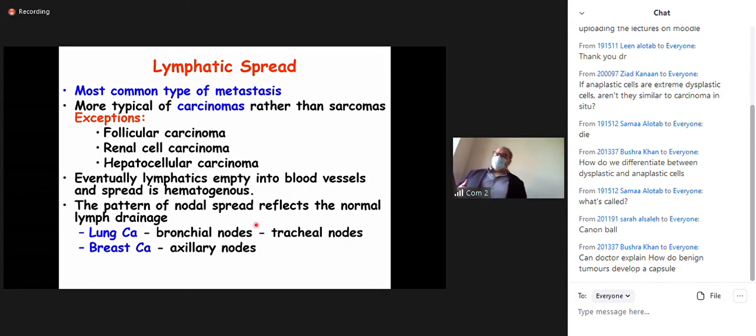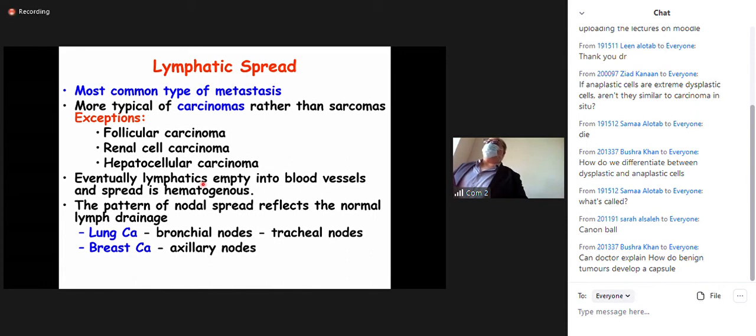Now, there are those carcinomas that favor the hematogenous route, and usually they will have a worse prognosis than their counterparts, even in the same organ, that choose the lymphatic routes. Examples of that: follicular carcinoma has a worse prognosis than papillary, as do renal cell carcinoma and hepatocellular carcinoma. All right, so eventually everything will go into the thoracic duct and then into the blood, and then it becomes hematogenous, but at least it has gone through this cycle, which has resulted in a delay in the spread of the tumor.